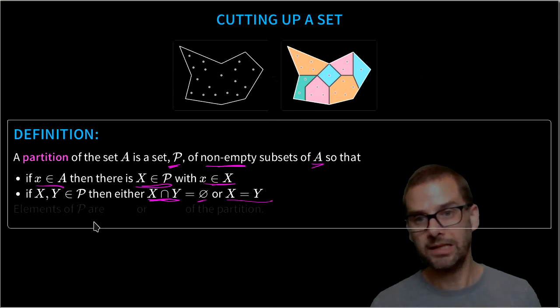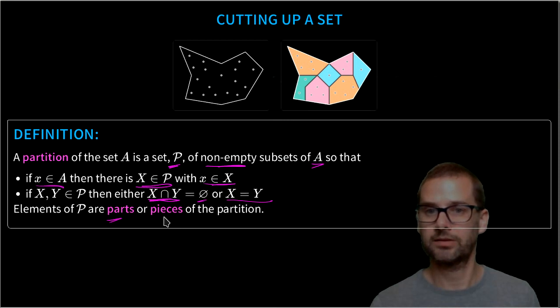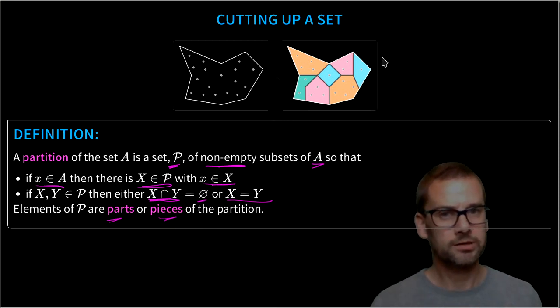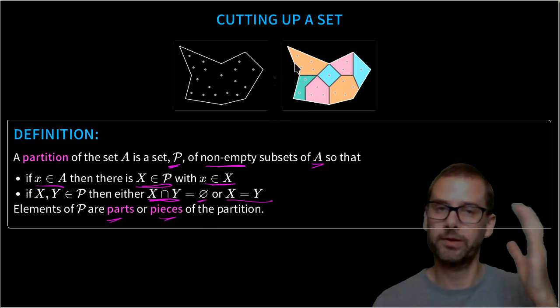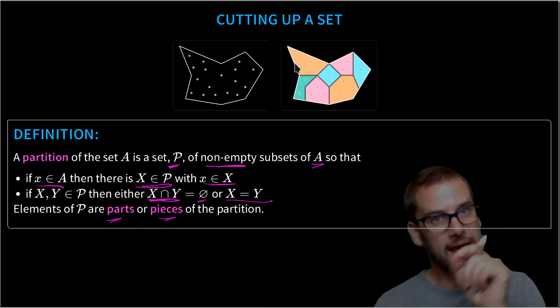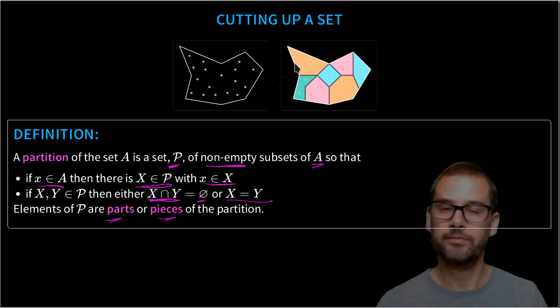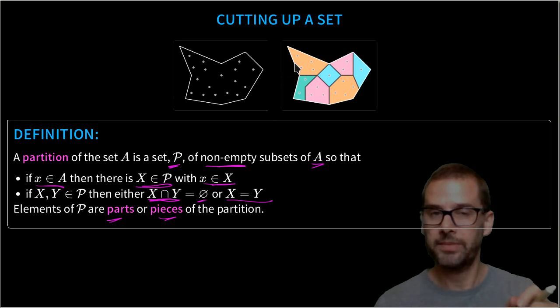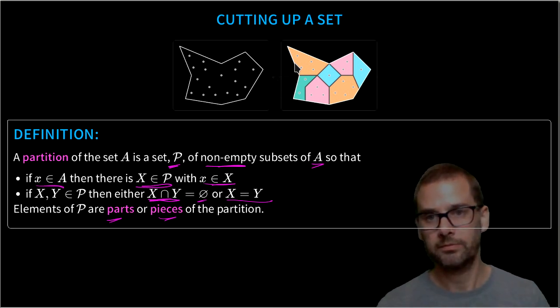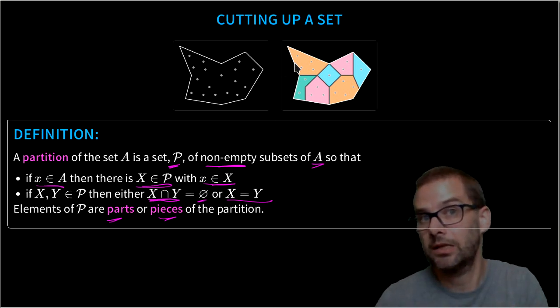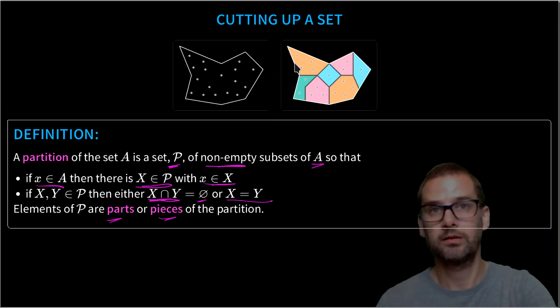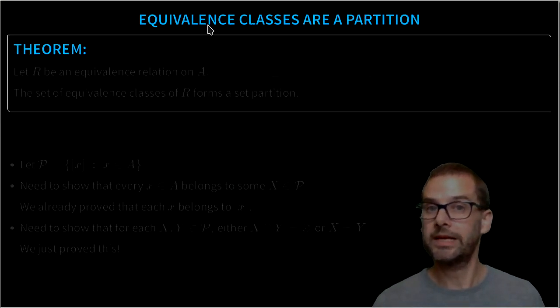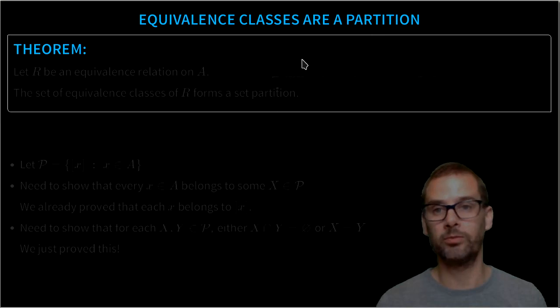So the elements of that partition are called parts or pieces. Okay? So it's this idea that we can take a set and chop it up into pieces. Every element of the set is in one piece, and the pieces don't overlap at all. And this should sound familiar because this sounds exactly like what an equivalence class does. So, in particular, equivalence classes do form a partition.